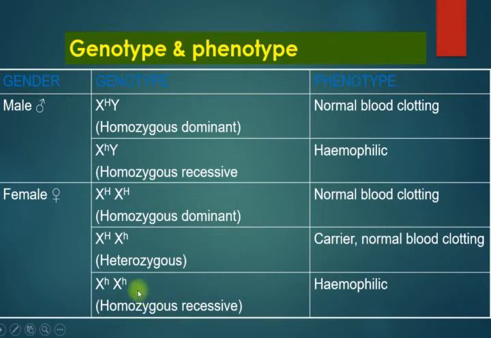So this refers to the genotype and phenotype for hemophilia. The genotype for a hemophilic male is X small h Y. He is hemophilic. If the female is X small h X small h, she is hemophilic.